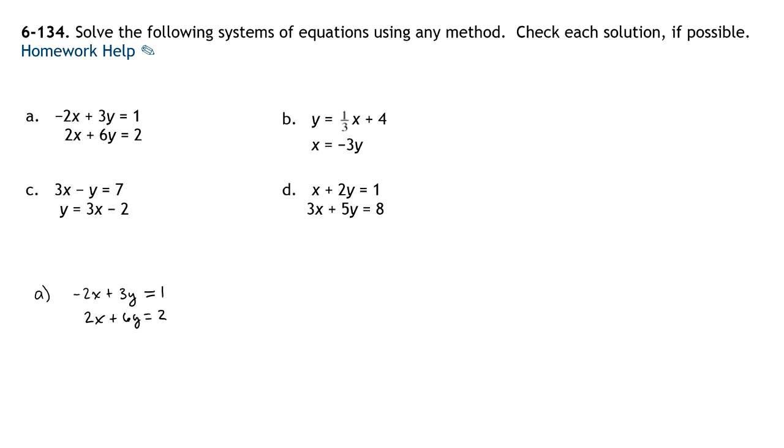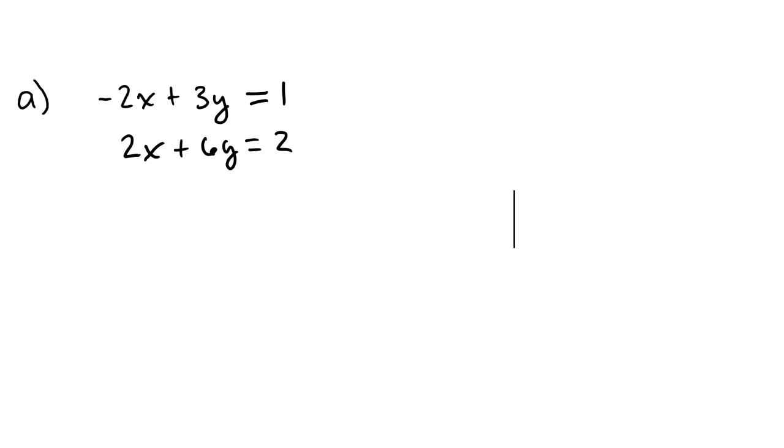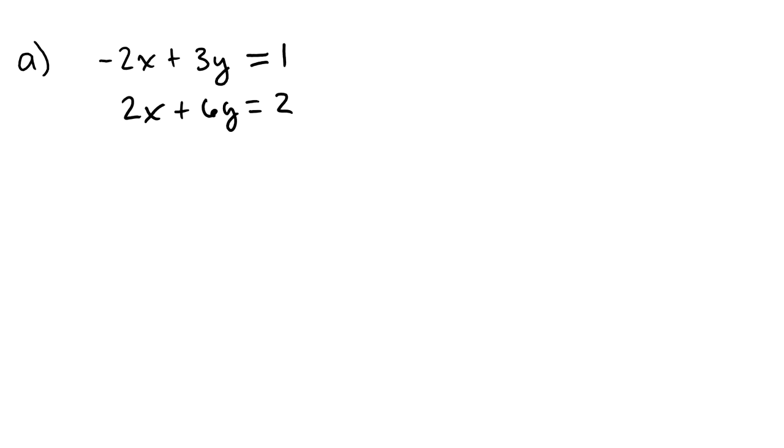Anyways, the first problem, 134, asks us to solve 4 different systems of equations using any method, and it says to check each solution if possible. The very first one, and I rewrote it down here below, is negative 2x plus 3y equals 1, and the other equation is 2x plus 6y equals 2.